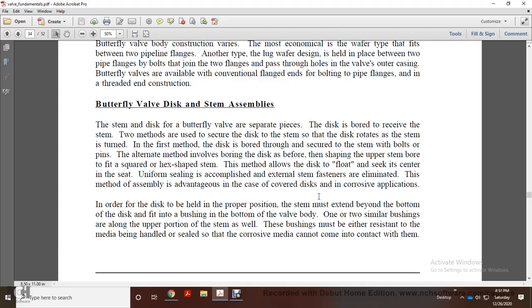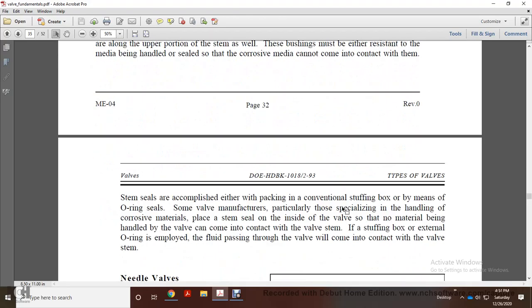In order for the disc to be held in the proper position, the stem must be extended to the bottom of the disc and fitted with a bushing at the bottom of the valve body. One or two similar bushings are placed along the upper portion of the stem as well. The bushings must be resistant to the media being handled, or sealed so that media cannot contact them. Stem seals are accomplished either by conventional packing in a stuffing box or by O-ring seals. Some valve manufacturers, particularly those specializing in corrosive materials, place a stem seal on the inside of the valve so that no material being handled can come in contact with the valve stem. If a stuffing box or external O-ring is employed, fluid passing through the valve will come in contact with the valve stem.